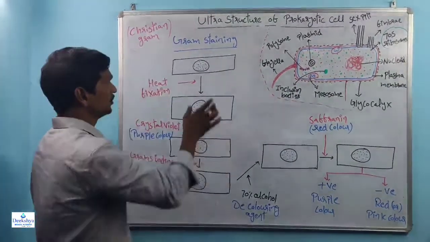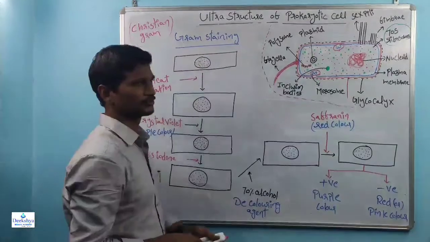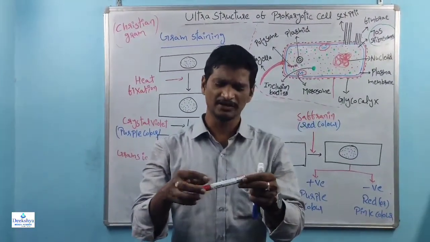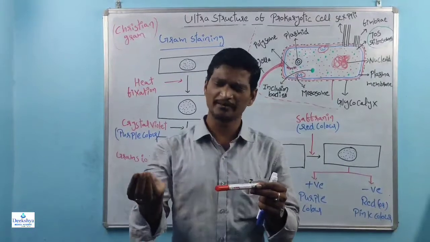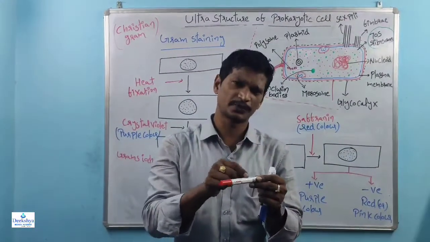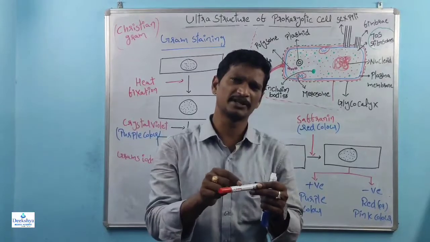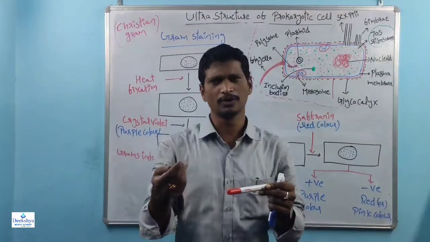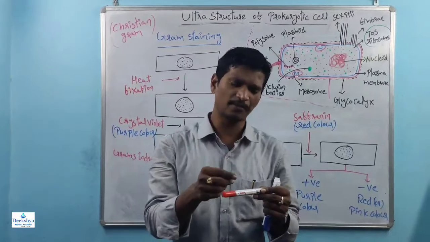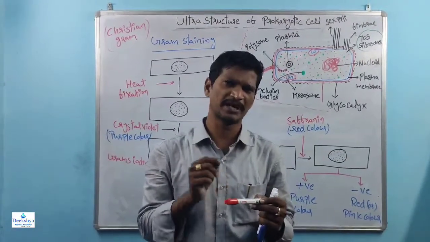See, the very first step, we have taken a glass slide. Suppose this is the glass slide. On the surface of the glass slide, we have taken a bacterial culture or bacterial smear and spread it with the help of a loop. In a microbiology laboratory, loops are there, and with the help of loops, we are spreading the bacterial smear.